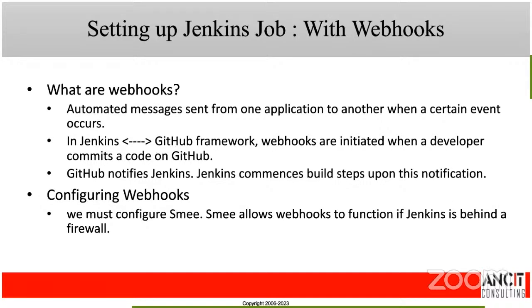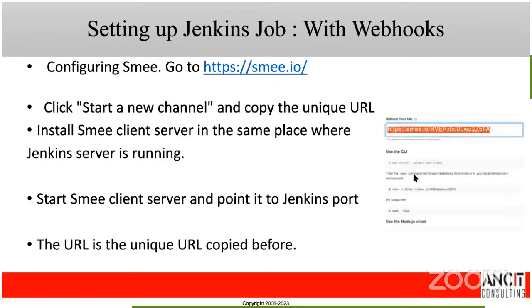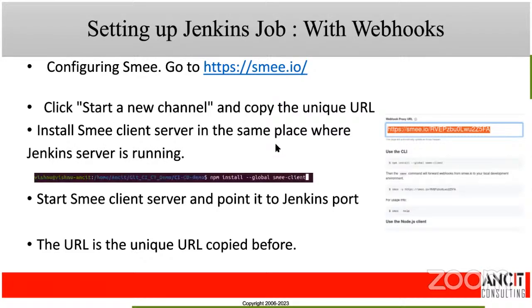Configuring webhooks requires SME, like I told you before, because it allows you to communicate over a firewall. To configure SME, first you have to go to this particular site. As soon as you go into the site, you can click the option called Start a New Channel. And SME will provide you with a unique URL. You can then install the client server on the PC where the Jenkins server is running by giving this command. And once your client server is installed, you can start it.